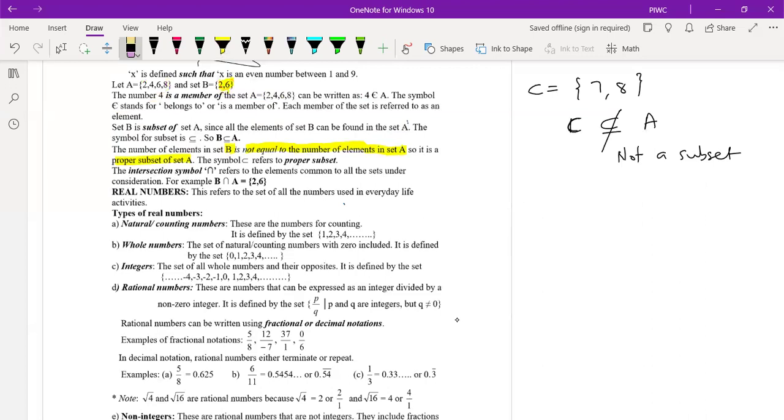And the symbol for that is this. So if you see the symbol, it represents a proper subset. Okay. So we can rewrite what we have initially as B is a proper subset of A.